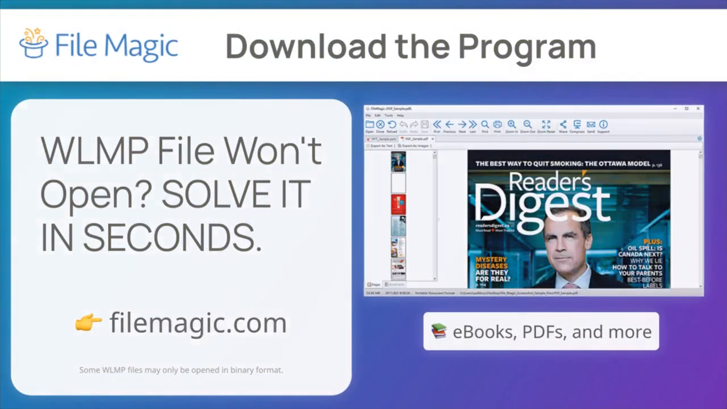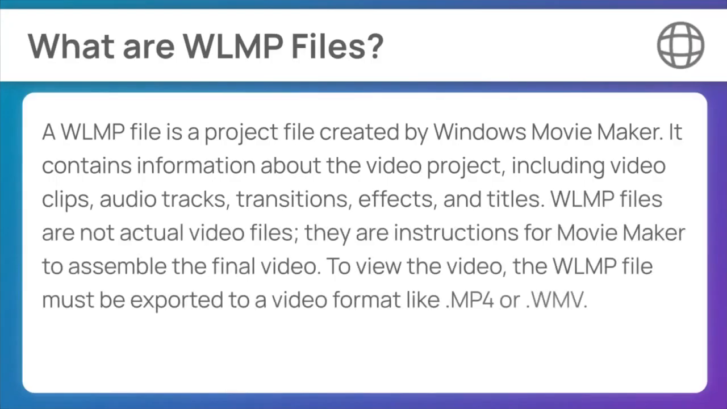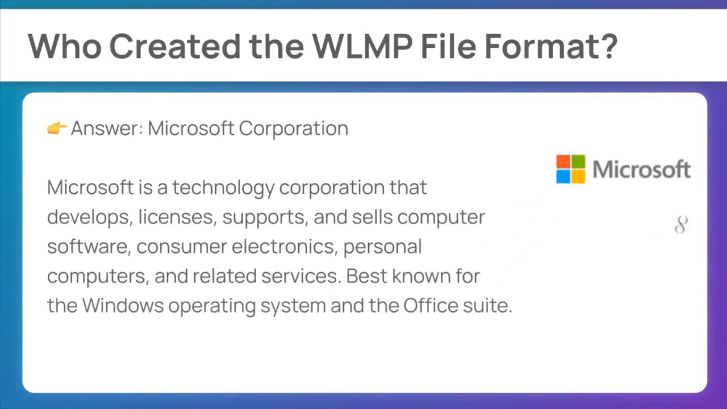Details below. A WLMP file is a project file created by Windows Movie Maker. It contains information about the video project, including video clips, audio tracks, transitions, effects, and titles. WLMP files are not actual video files. They are instructions for Movie Maker to assemble the final video. To view the video, the WLMP file must be exported to a video format like .MP4 or WMV.